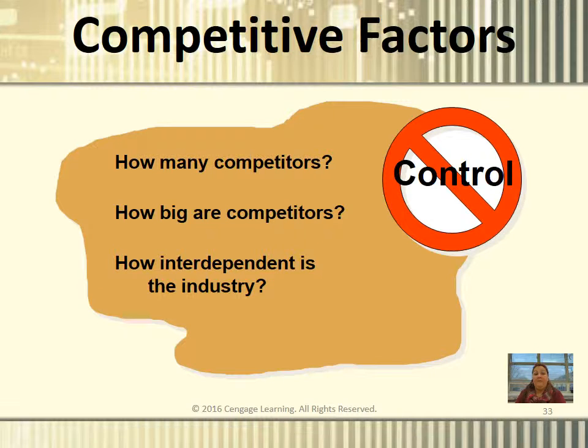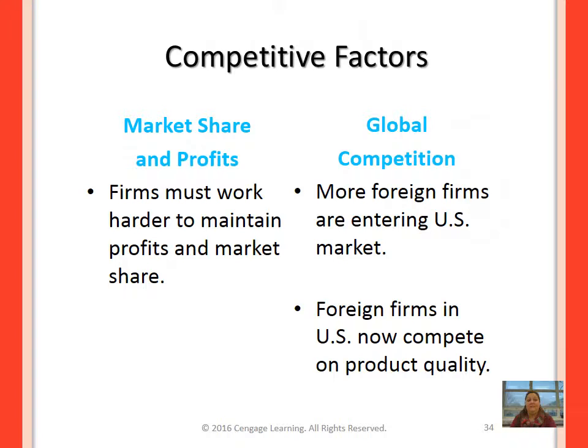The competitive environment includes the number of competitors a firm must face, the relative size of the competitors, and the degree of interdependence within the industry. A lot of technology advances can bring in a whole new set of competitors that can change a firm's business model. This is the end of Chapter 4.